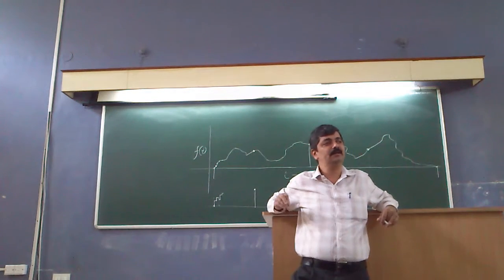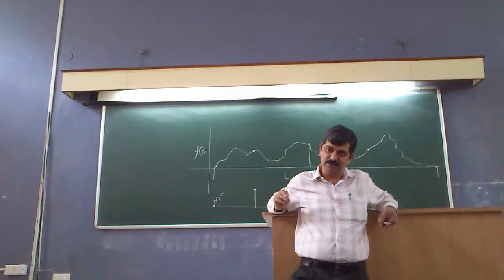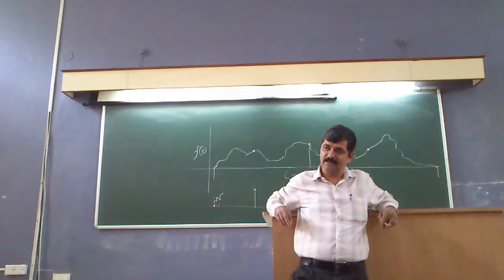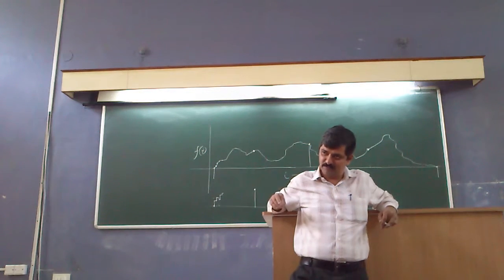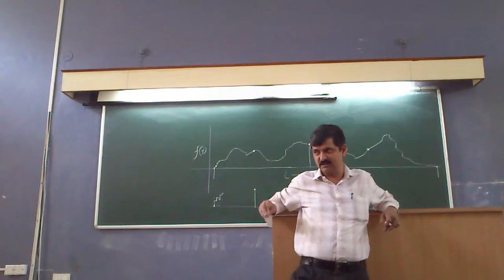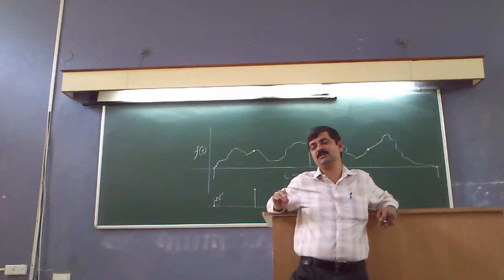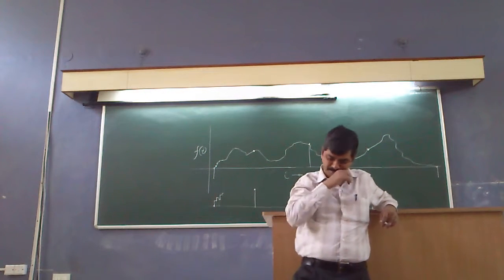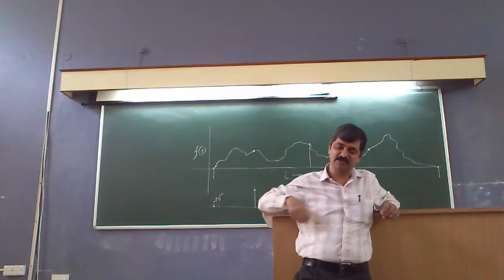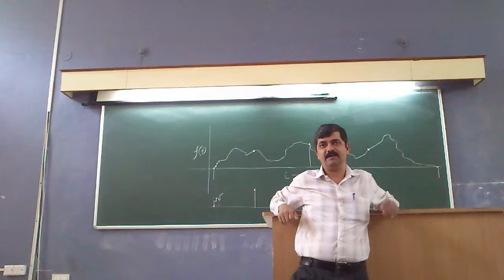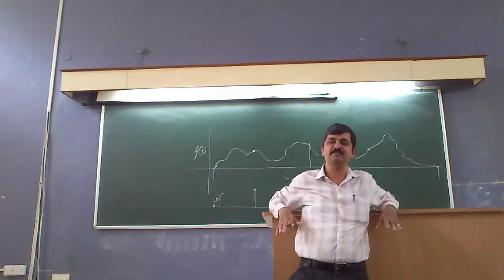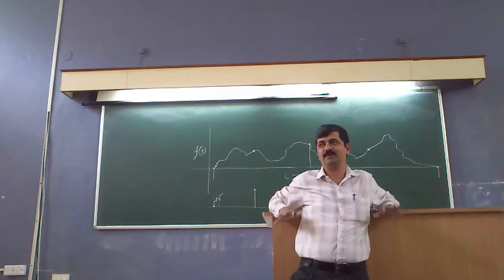I again repeat, if we sample the continuous time signal with a sampling rate which is more than double the maximum frequency component in the original signal, then it is possible to construct the original signal back exactly from the samples. So sampling should be more than double the maximum frequency. Fs, the sampling frequency, must be more than twice Fm.